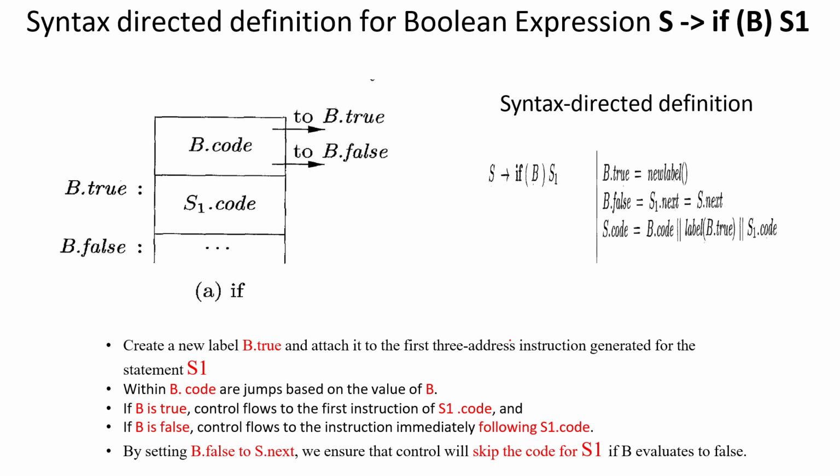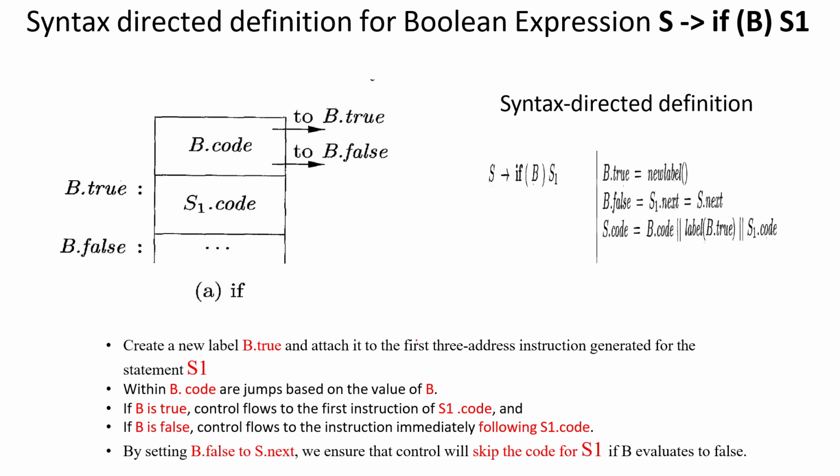This is the syntax directed definition for the boolean expression. S points to if (B) S1. So this is a simple if statement. In this simple if statement, we evaluate the condition. If the condition is true, that is the Boolean expression is true, it means statement S1 will be executed.